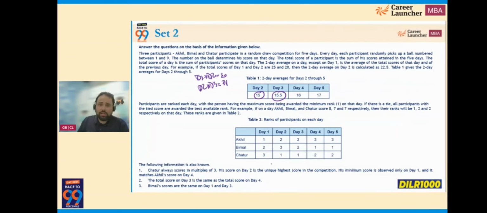Interesting. Day 4 का 2-day average is 16. That means day 3 plus day 4 will be equal to 32. If the 2-day average is 16, then the 2-day sum is 32. Now they are saying the total score on day 3 and day 4 is the same. मतलब दोनों का 16, 16 होगा. So I found out day 3 and day 4. Then I can find day 2, day 1, and I can find day 5 also.